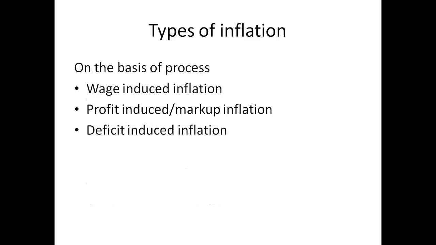Then we have inflation on the basis of process. Inflation on the basis of process includes wage induced inflation. The inflation in the economy because of more wages in the economy. Suppose trade unions are powerful, they have good bargaining power, they succeed in getting more and more wages in the country. In that case, they have more money in their hands, so they are able to pay more prices for the same product. This is known as wage induced inflation.